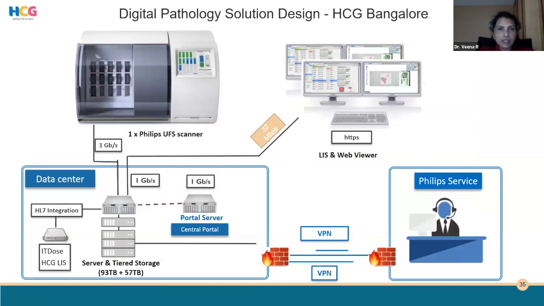So we have a data center in-house in Bangalore. We have 2 scanners, and it is supported remotely by the service center. And this is integrated with our HL7 LIS model as well.